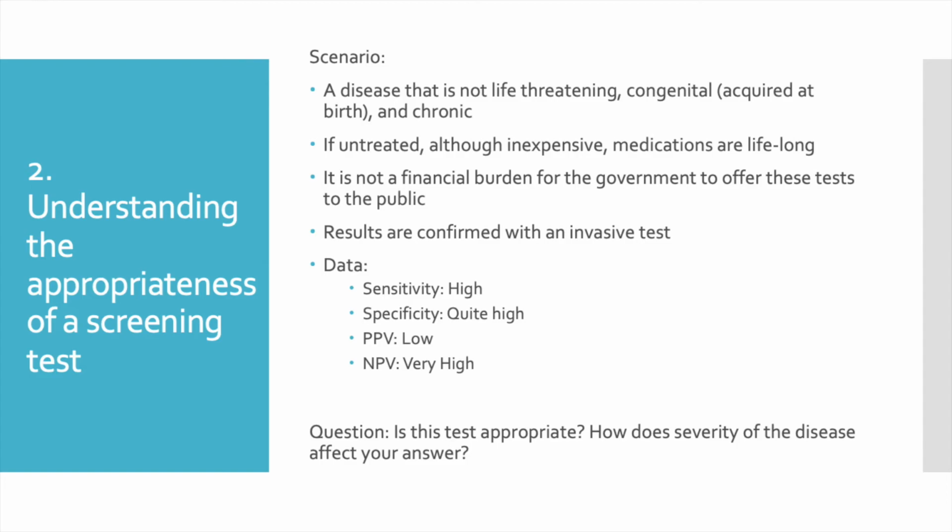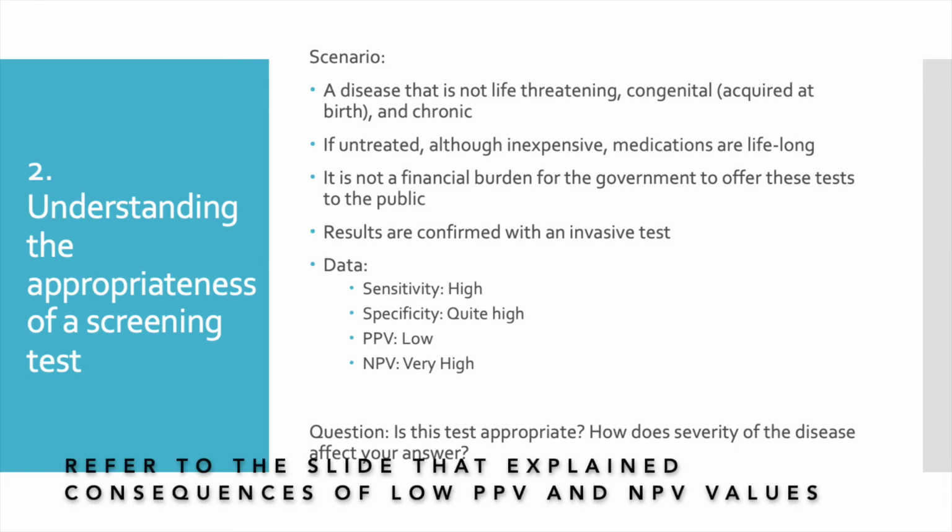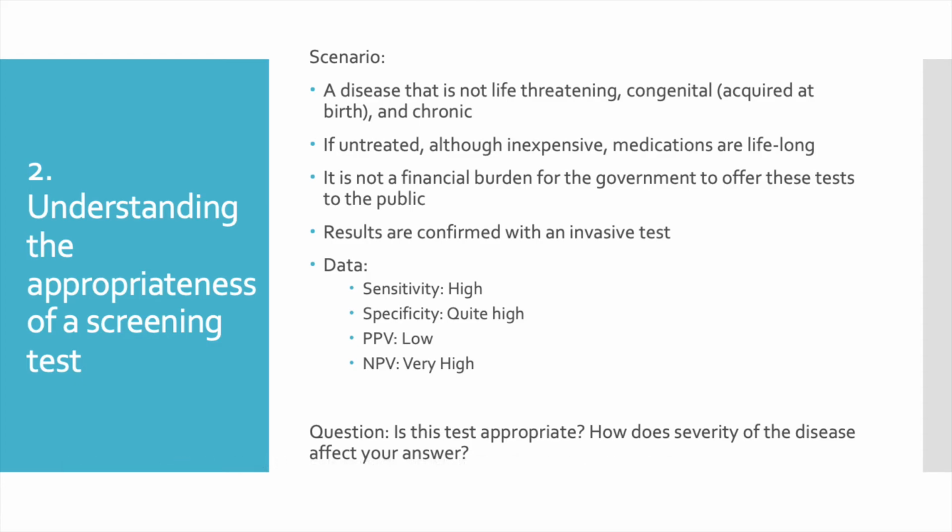Remember that we talked about the problems of a low PPV and low sensitivity value. Anyways, the data given says that the sensitivity is high, the specificity is quite high, the PPV is low, and the NPV is very high. So, the question asks if this test is appropriate and how the severity of the disease affects your answer. Now we'll move on to the solution.